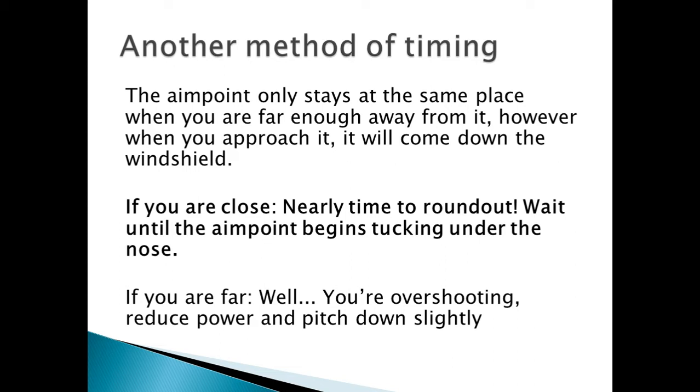And usually I round out when the aim point just disappears under the nose. Start rounding out. But if you are far and you see the aim point moving down, while you're overshooting, reduce power, pitch down slightly.